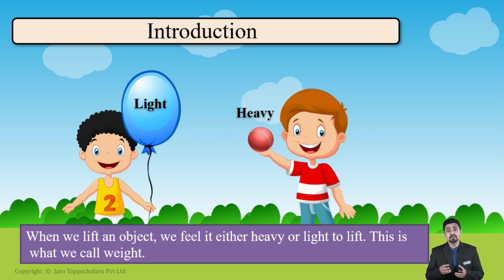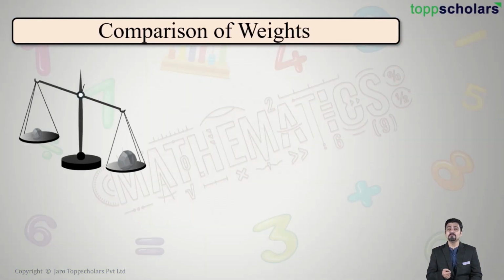Heavy object comes back down on the earth immediately. Lighter objects can go above or fly in the air easily. Correct? Let's see some more examples. Let us now see comparison of weights.